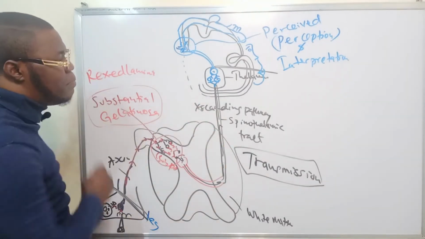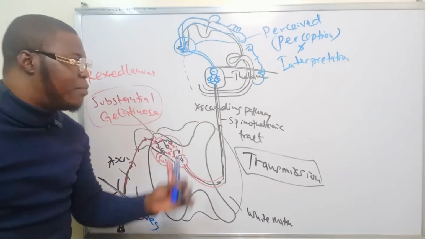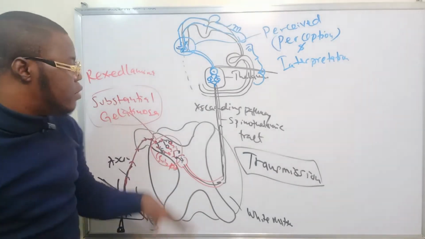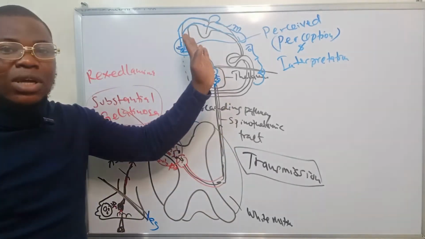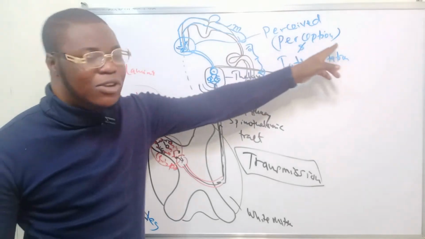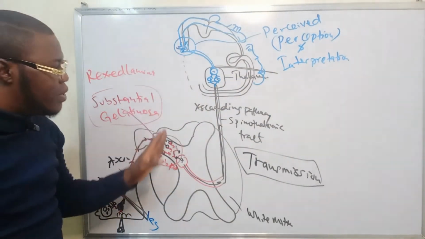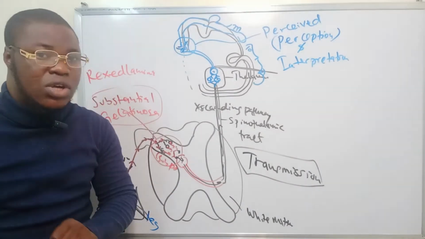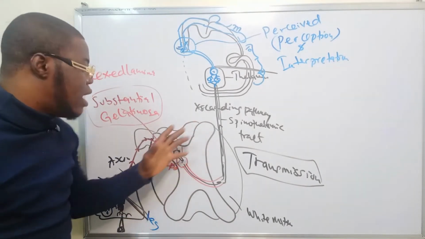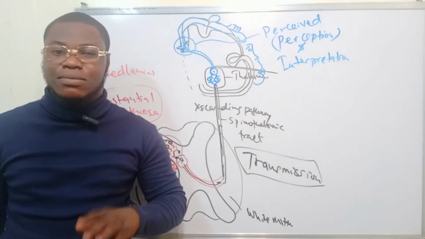And now what about the descending pathway? Descending pathway, I'm going to drop the board and come in with it, because this is the ascending pathway. And the major function of the ascending pathway is perception of pain. I hope you remember that. Now, let's talk about the descending pathway, and that will be the last phase of the physiology of pain. Now, I'll clean the board and come in right again. I'll be right back.